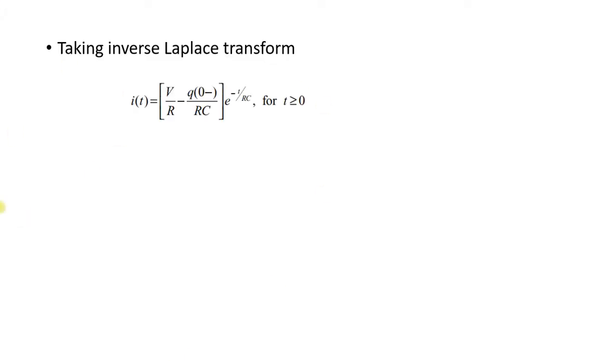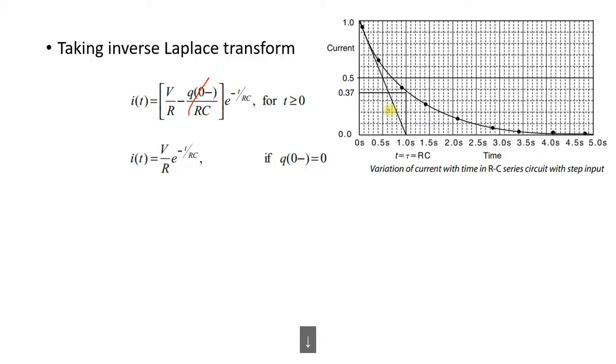Now I assume the initial charge or the initial voltage across the capacitor is 0, then this term should be eliminated. Now draw the graph for the current. It is exponentially decaying, so the curve looks like this. I gave this in the first slide also. In the initial case, if there is no initial voltage across the capacitor, it looks like a short circuit and it consumes the maximum current from the source. So at the initial point it consumes the maximum current.